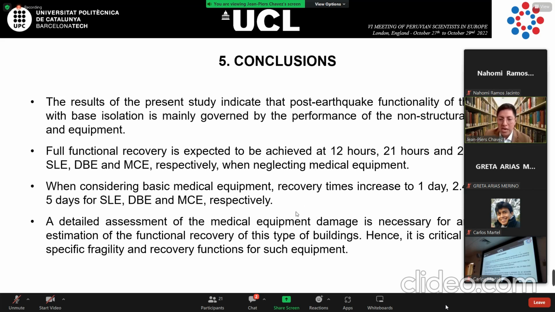That is true because if I want to improve the good behavior, I need to include more medical equipment. In this research, I use only 4 or 5 medical equipment, but I need to include more if I want to get a more accurate estimation of the functional recovery, for example, for my building of a story. Hence, it is critical to develop fragility and recovery functions for such equipment.